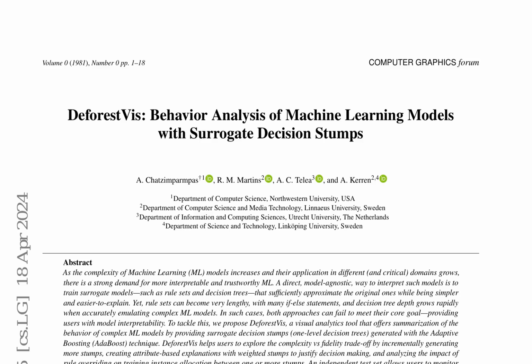DeforestVis is a novel visualization technique designed to facilitate the understanding of complex machine learning models, specifically focusing on surrogate decision stumps. By visualizing the internal structure and decision-making processes of these models, DeforestVis aims to provide insights into their behavior. This approach combines dimensionality reduction techniques, such as UMAP, with interactive visualization tools, like Plotly, to generate an interpretable representation of the model's decision boundaries and feature importance.